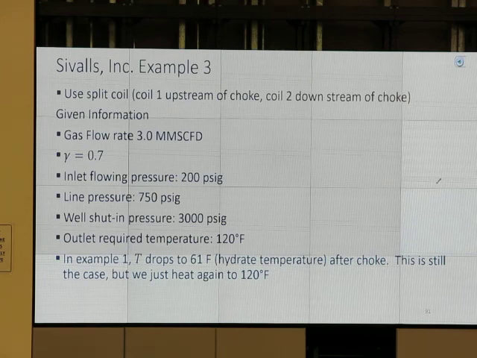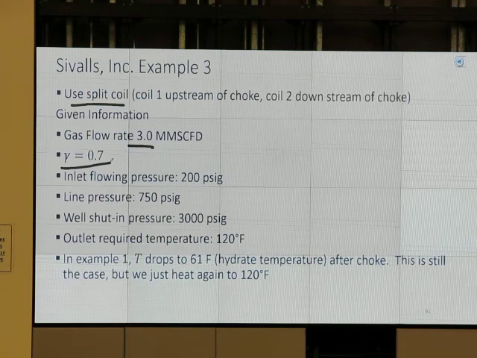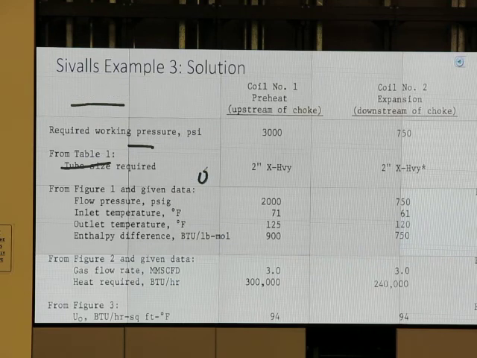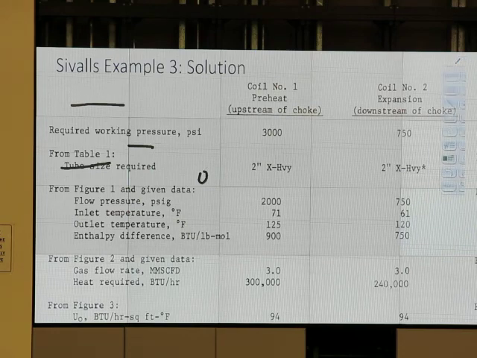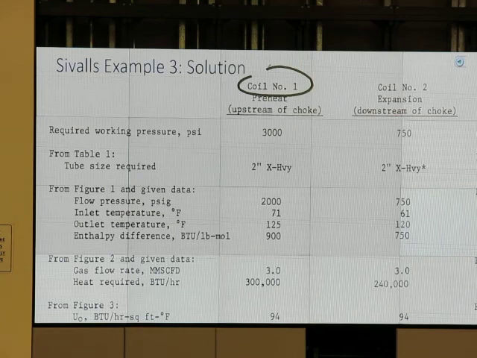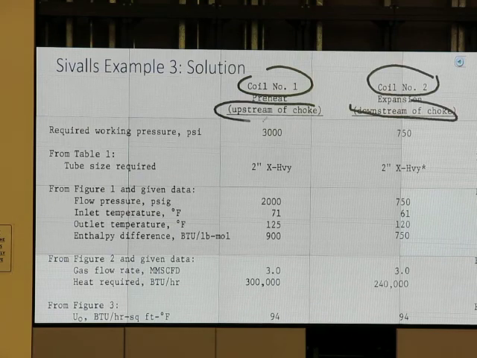Let's take a look at this. We use split coil. Coil 1 upstream, coil 2 downstream. Gas flow rate is this much. Gamma is that much. Okay, add one more zero. 2000 psi. Line pressure 750. Well shutting pressure 3000. Outlet required 120. Okay. Coil number 1, preheat. Coil number 2, downstream of the choke, upstream of the choke.